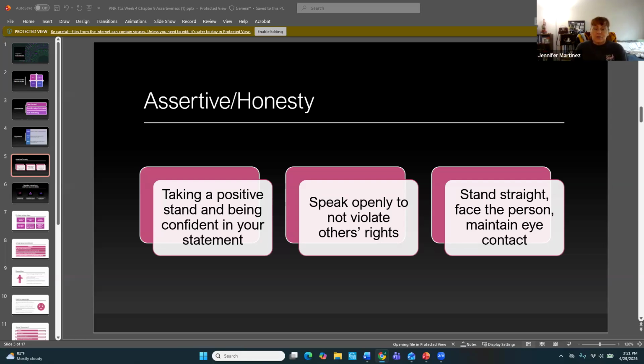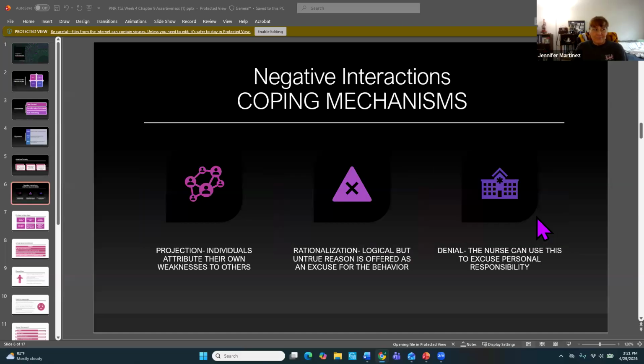You always want to own your feelings. You don't want to blame others for how you feel. Those I statements, again, are going to be really important. And always make sure that your communication matches, so your nonverbal and your verbal are congruent.